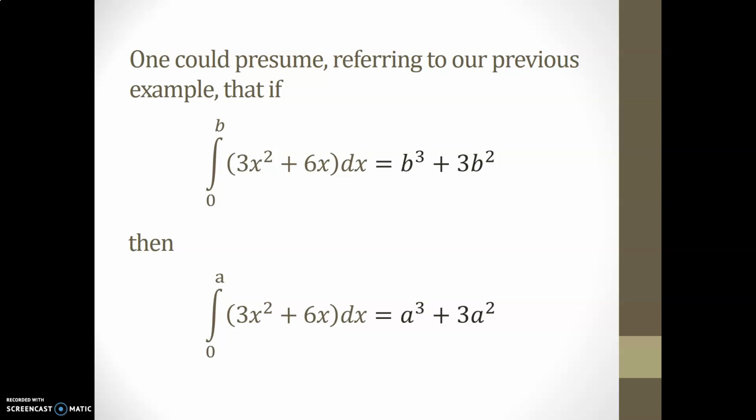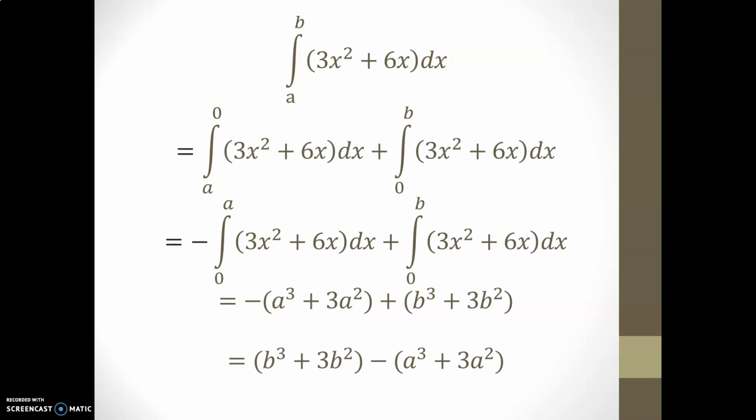One could presume, referring to our previous example, that if the net area between 0 and b of 3x squared plus 6x dx is b cubed plus 3b squared, then if we had done the definite integral from 0 to a, a similar answer would have been obtained, which is a cubed plus 3a squared. You can go through the algebra and convince yourself this would be the outcome as well, but basically every b would have been converted into a's. So if you remember from the additive interval property, integrating from a to b could be replaced by the integral from a to 0, followed by the integral from 0 to b. This property is true whether 0 is between a and b or not.